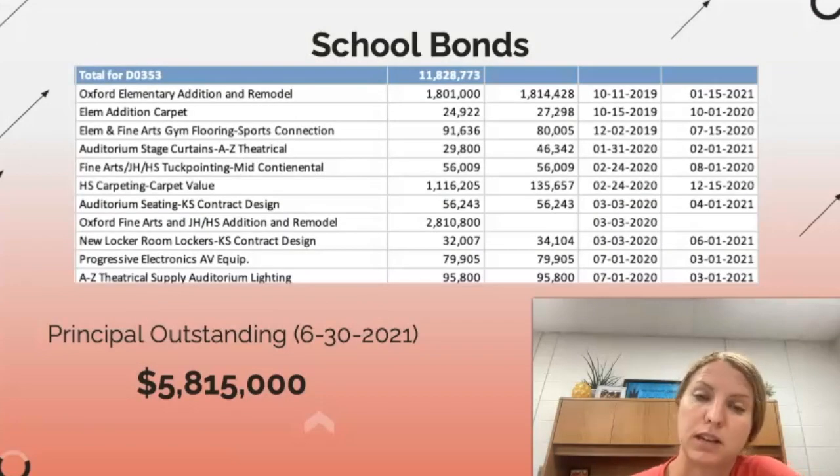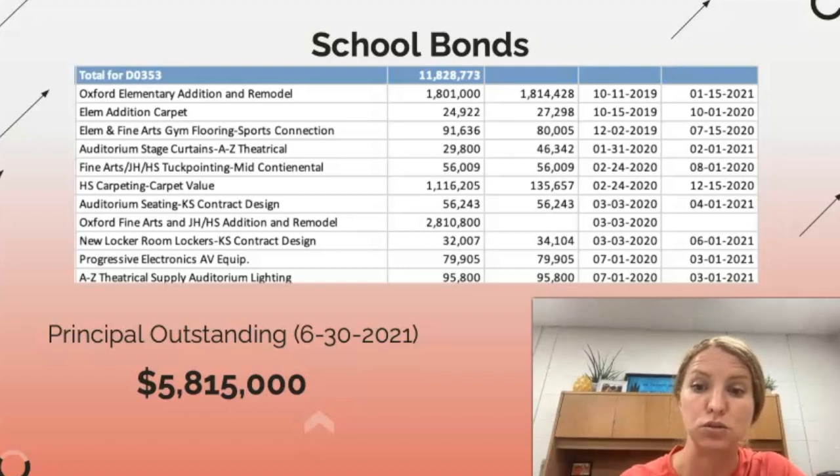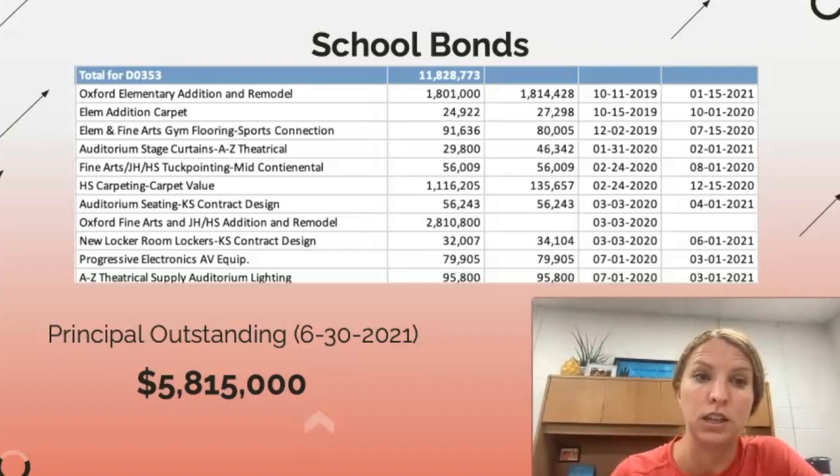School bonds: we passed a bond about 5 years ago for $12 million, and these are the things that we were able to accomplish with that, and our principal outstanding is $5.8 million on that. It's funny because this is maybe the one thing that COVID helped, getting this bond completed as quickly as we did, because in that time period where students weren't at school, we were able to start construction. So we saw pretty quick completion of those bond issues, with the construction and updates done.